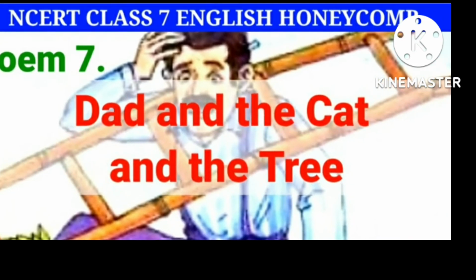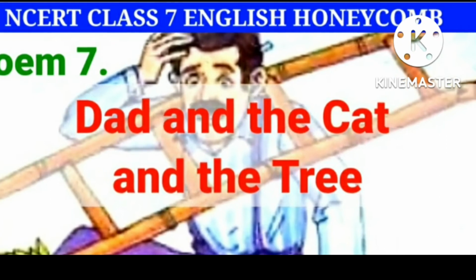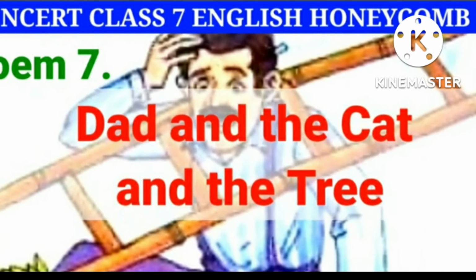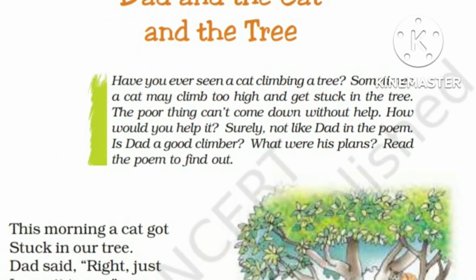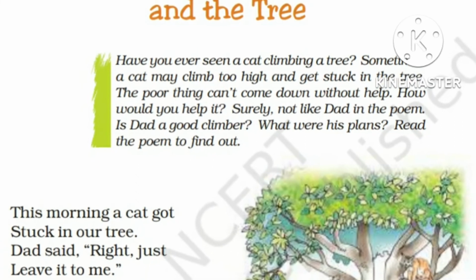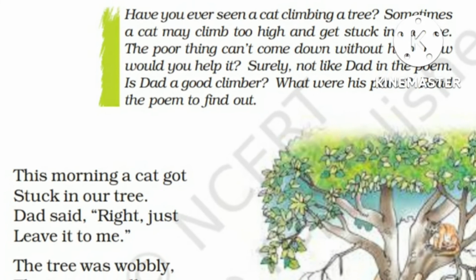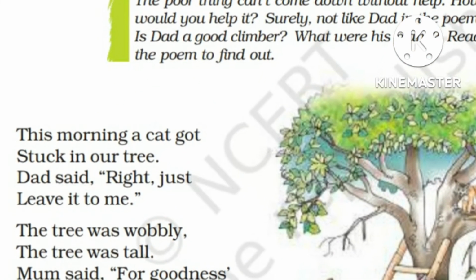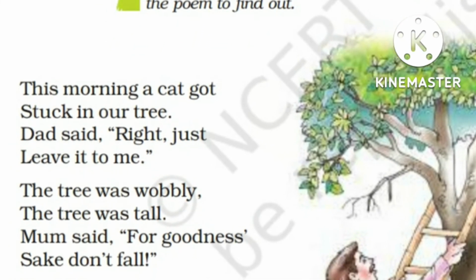Now let's do the summary of the poem. This poem has been written by Kit Wright, and the summary can be as follows. The incident the poem talks of takes place in the morning. A cat gets stuck up in the tall, wobbly tree. The poet, who is the child in this poem, asks the father to rescue the cat.